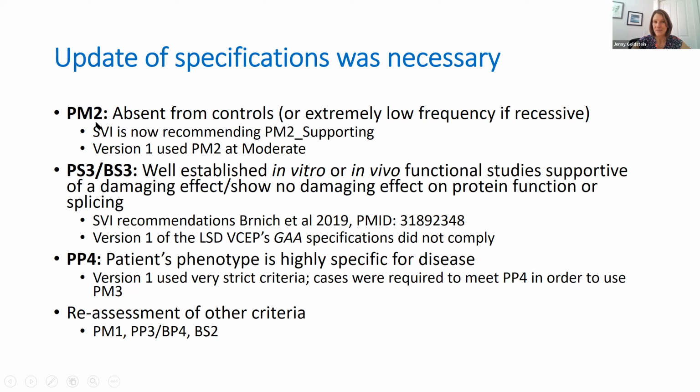We've also talked about PM2, so we downgraded PM2 to supporting. And then we also looked at PP4. I know Deb had brought that up as well, because we felt that our PP4 was really way too strict and we were throwing away a lot of data because of that. And then we looked at some other criteria as well, just to make some other updates.